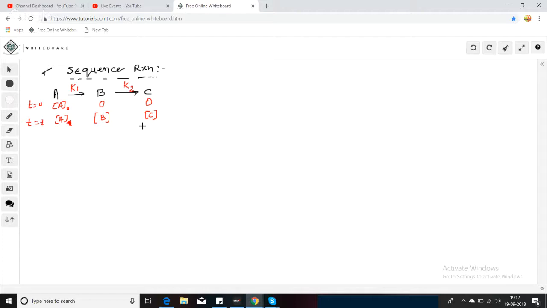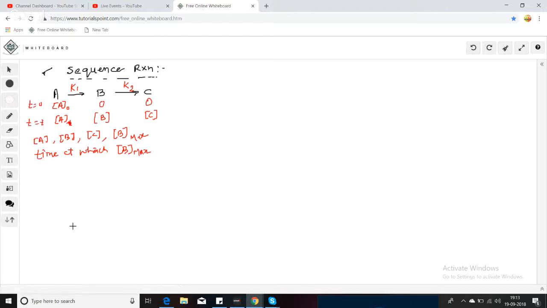Now the question is, we have to find out the concentration of A, the concentration of B at any point of time, and the concentration of C. We have to find out the concentration of B max, and the time at which the concentration of B is maximum. All these five things we have to find out in this, and we'll get a general formula.